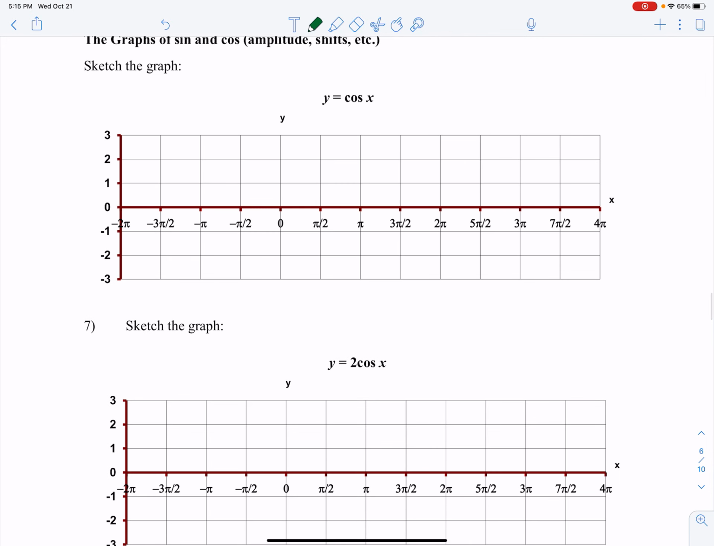So looking at the graph of cosine, again, I'm going to put in a y-axis here to avoid confusion. And remember that cosine of 0 from the table above was 1. At pi over 2, we were at 0. At pi, we were at negative 1. 3 pi over 2, 0. 2 pi, 1. And then we repeat again.